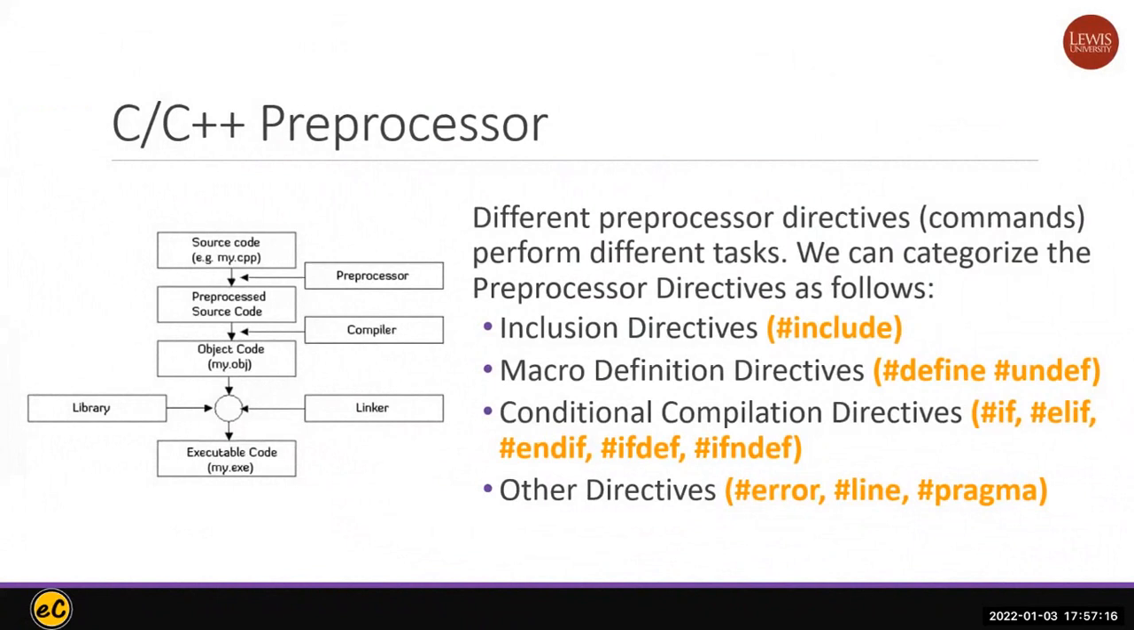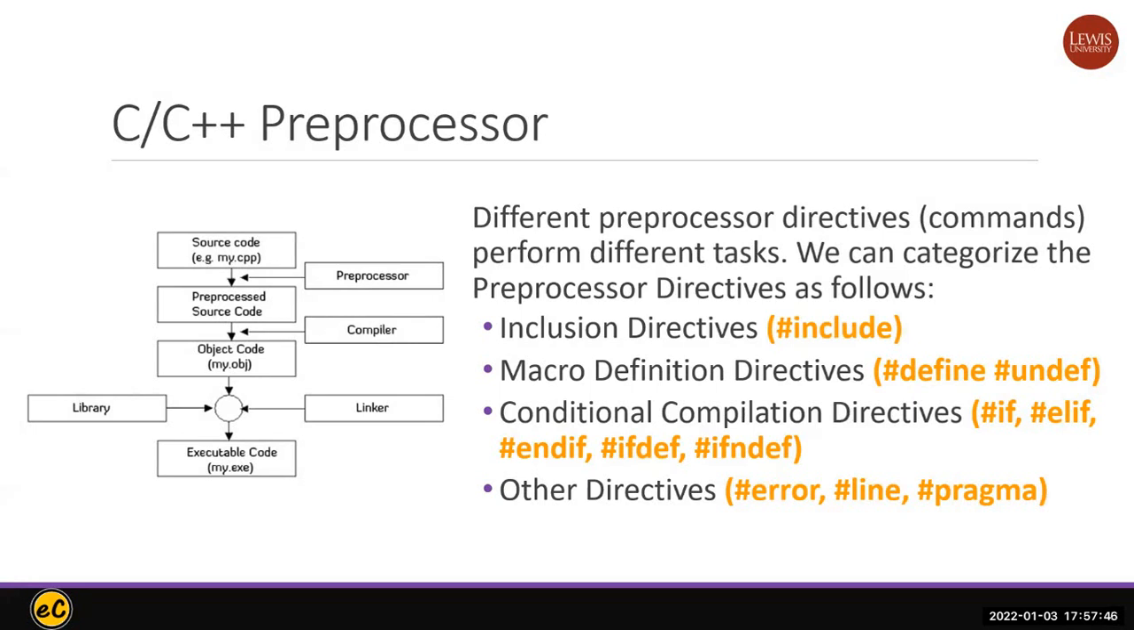So your source code, maybe my.cpp, will be processed by a preprocessor into the source code. And then you have a compiler to compile it to the object code. And the object code, with some library code, will be linked together by the linker into one executable. Okay, this is the traditional way of doing compilation.